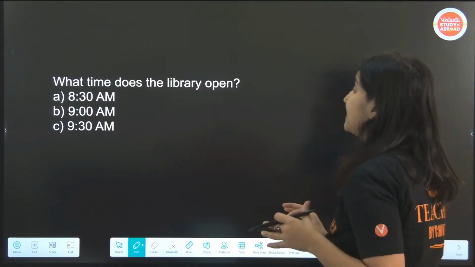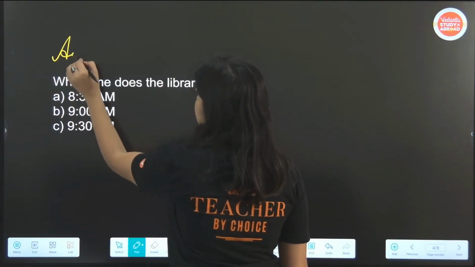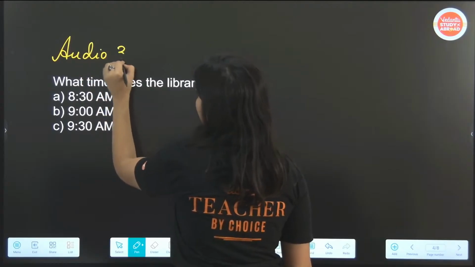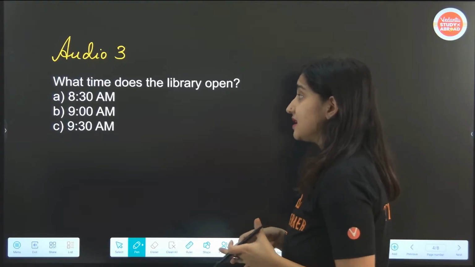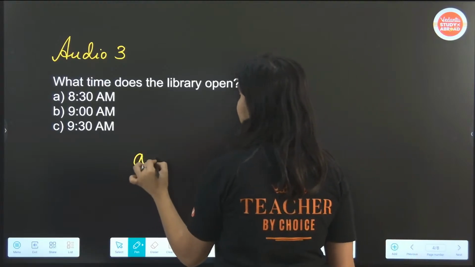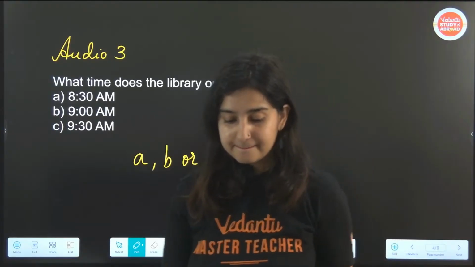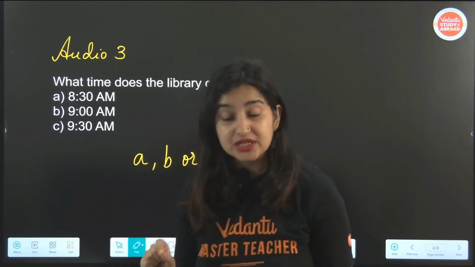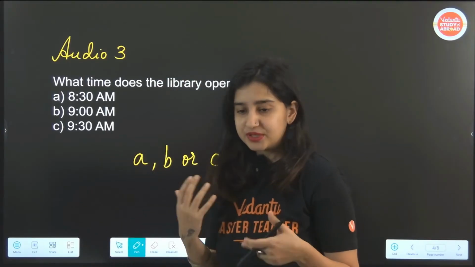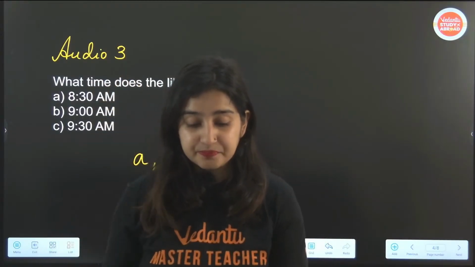All right. Next question. Okay, this is now audio 3. What time does the library open? Is it 8:30 a.m., 9 a.m. or 9:30 a.m.? A, B or C? Okay. So this time it's going to be a conversation between a student and the librarian. So I'll read it out the same way. Okay, starting in 3, 2, 1.